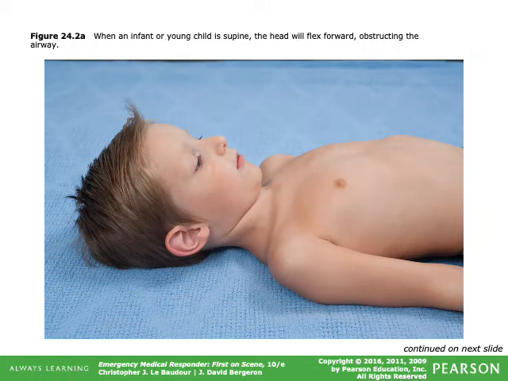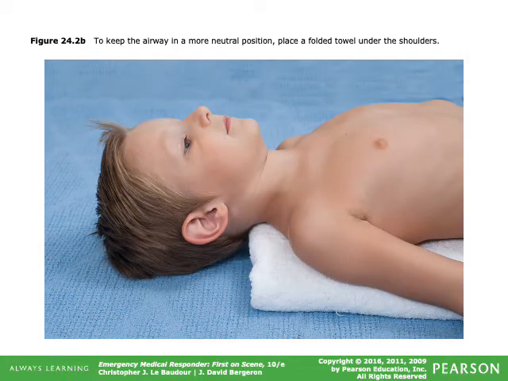Now, this is just an image of a child being supine. You can see because his head is larger, his chin is flexed forward. This could cause an airway obstruction. All right, this is the same child with padding under his shoulders. You can see his neck is in a much better position.